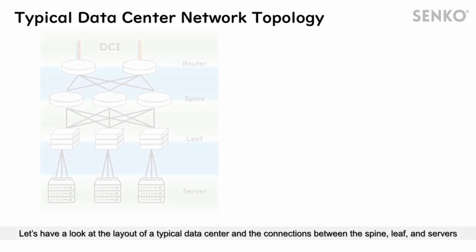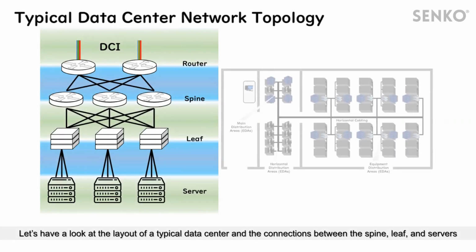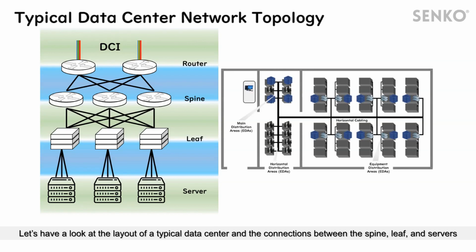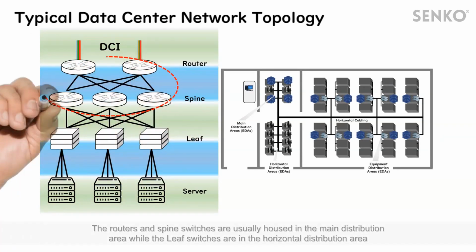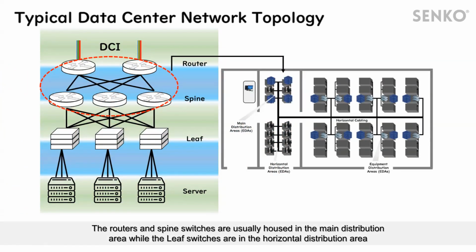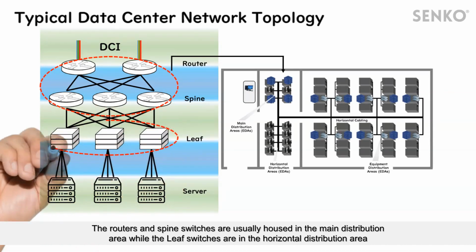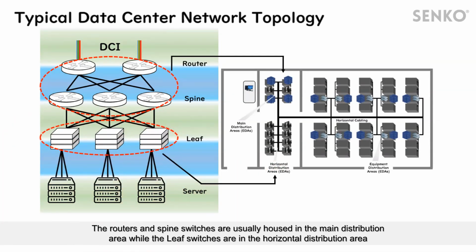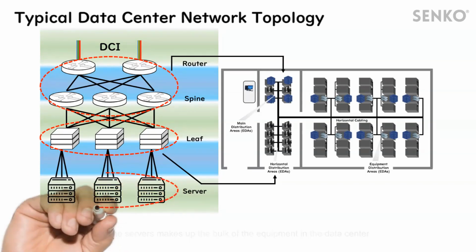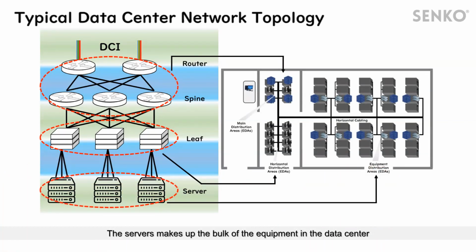Let's have a look at the layout of a typical data center and the connections between the spine, leaf, and servers. The routers and spine switches are usually housed in the main distribution area, while the leaf switches are in the horizontal distribution area. The servers make up the bulk of the equipment in the data center.